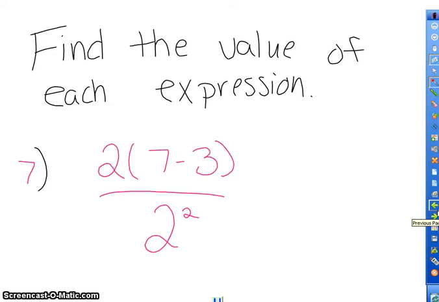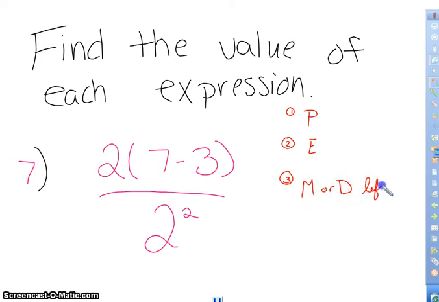Now we're getting into using the order of operations. If you remember from our notes, the first thing you're going to do is parentheses. The second is exponents. The third is to multiply or divide, but remember you have to go from left to right. Okay, don't forget that, it's very important. And then the last step is to add or subtract, and then once again from left to right.